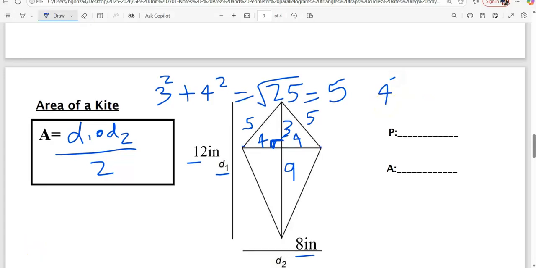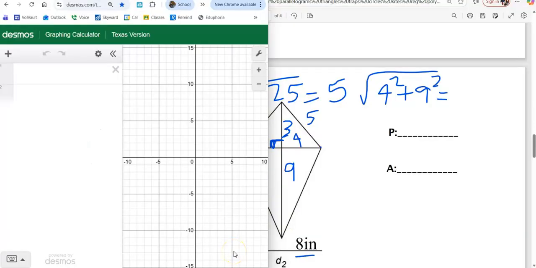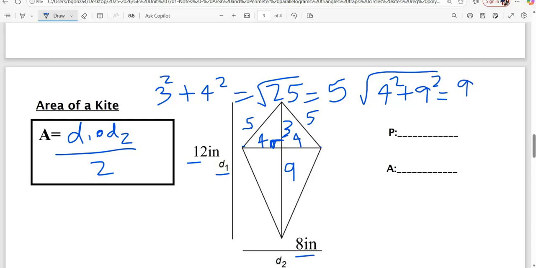Sorry, let's try to write that again. 4 squared plus 9 squared equals, and then you have to square root that. So square root of 4 squared plus 9 squared is 9.85. So that's going to be here and here.